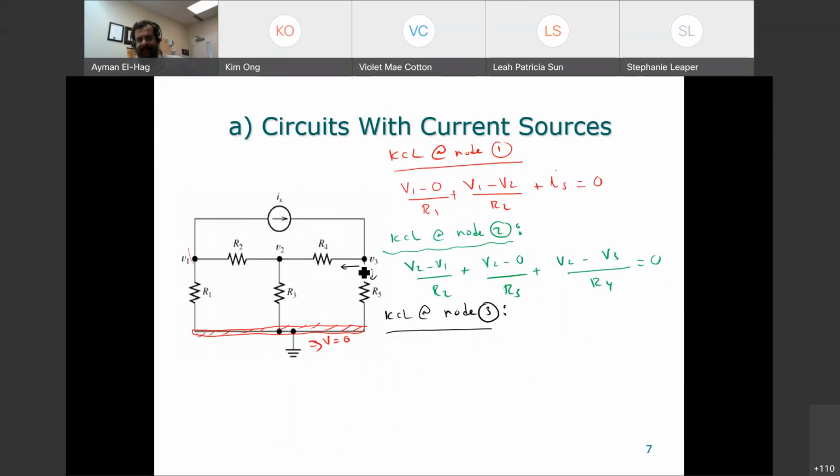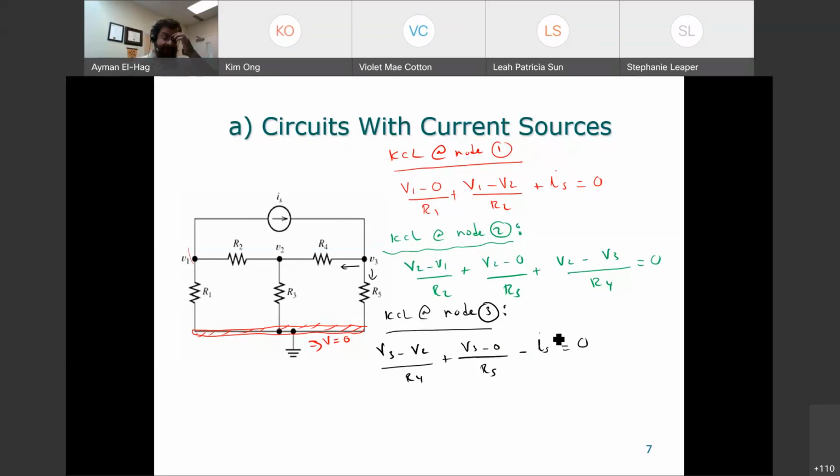So the current here leaves, so it goes from the V3 minus V2. Why V3 minus V2? Because this is the current direction I'm assuming. If I assume the current in the other way around, it will be V2 minus V3. The current goes from the higher potential to the lower potential. So it is V3 minus V2 divided by R4 plus V3 minus 0 divided by R5. And this current enters, so minus IS equal to 0.